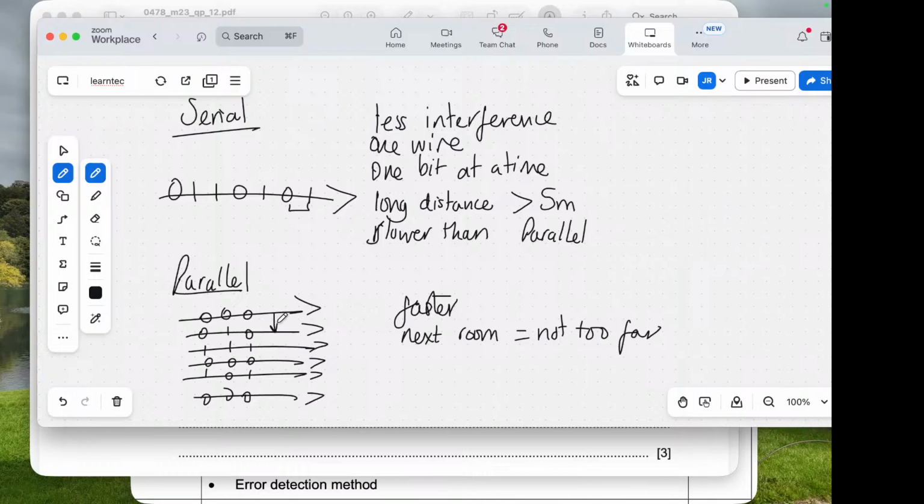parallel is these wires, because they're electrical cables, they will interfere with each other and the signal. So that means you might get bits disappear because of the wires interfering, and so you could get more errors. So there are more errors with parallel, but because it's in the next room, it should be okay. So it should be okay if it's not too far, as long as you're not in a massive airport style room.